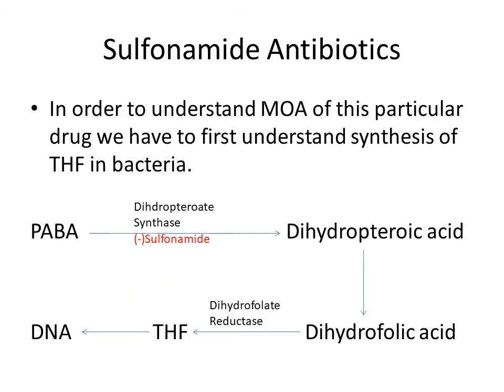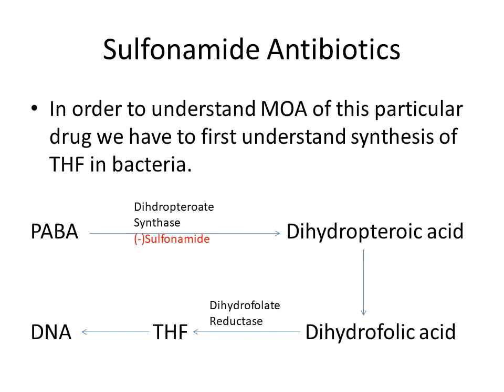Now we are going to see sulfonamide antibiotics. In order to understand the mechanism of action of this particular drug, we have to first understand synthesis of tetrahydrofolate in bacteria. In bacteria, tetrahydrofolate comes from PABA. PABA will convert into dihydropteroic acid with the help of dihydropteroate synthase. This enzyme is inhibited by sulfonamides.